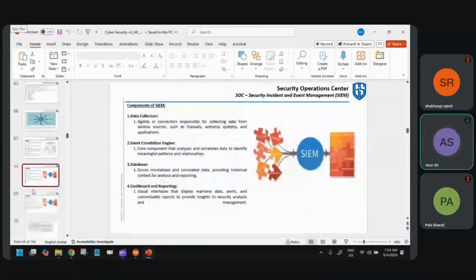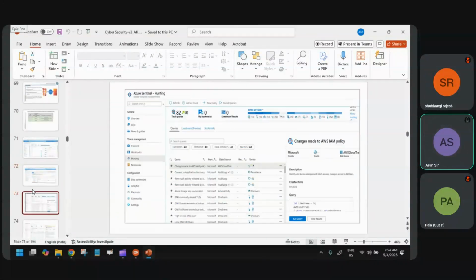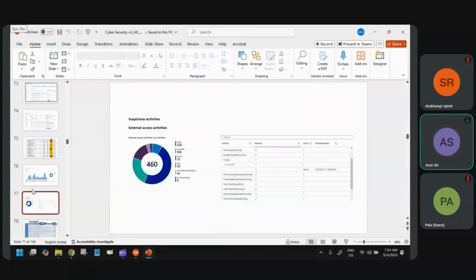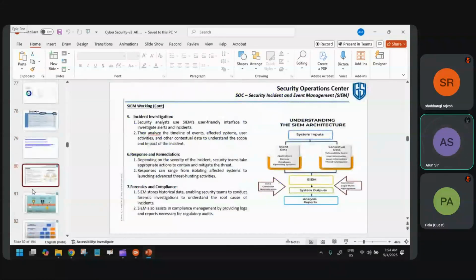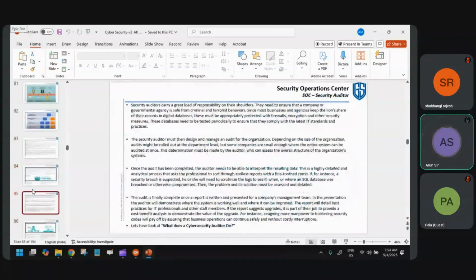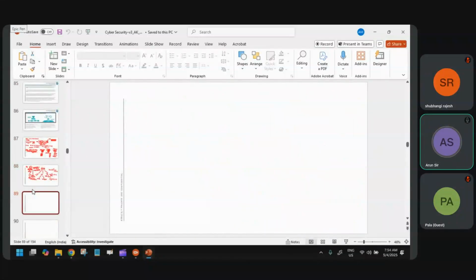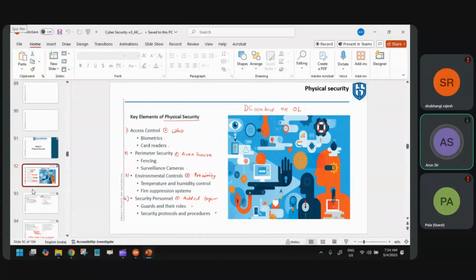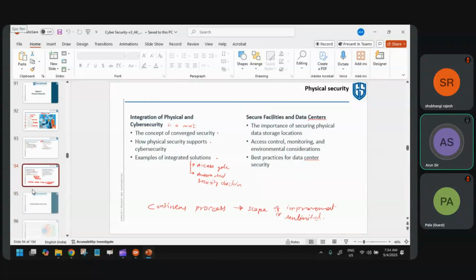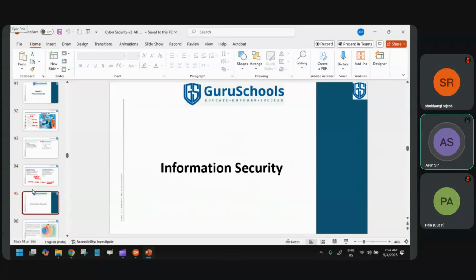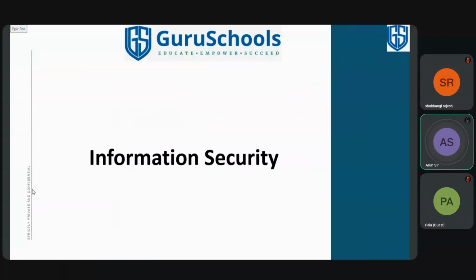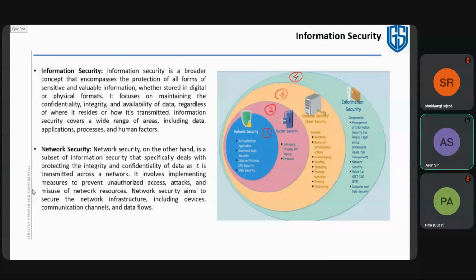So security operations center, SIEM tool, and then we came to physical security. And physical security, again, it is essential. There are some parts that we need to cover. Already we talked about physical security, fencing, guarding, and other details. All these things are very much important. Now we are going for information security.